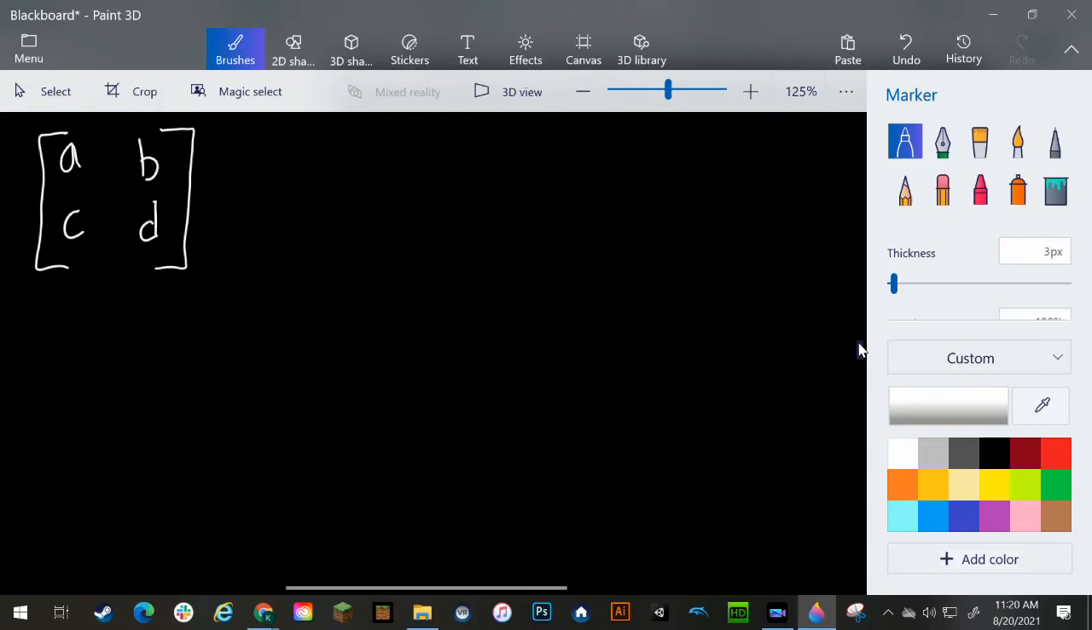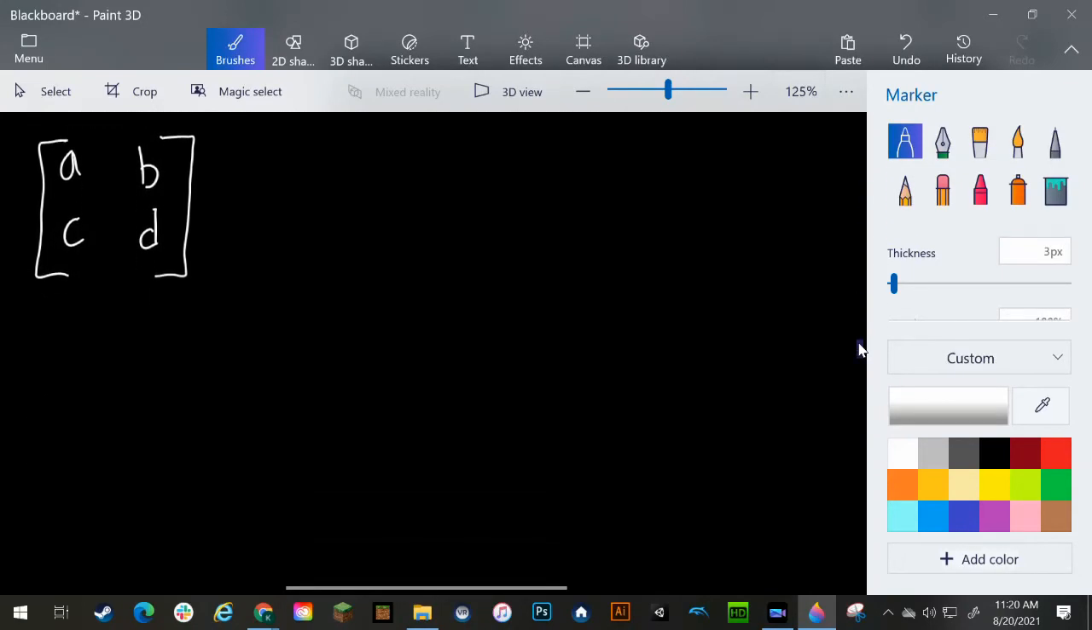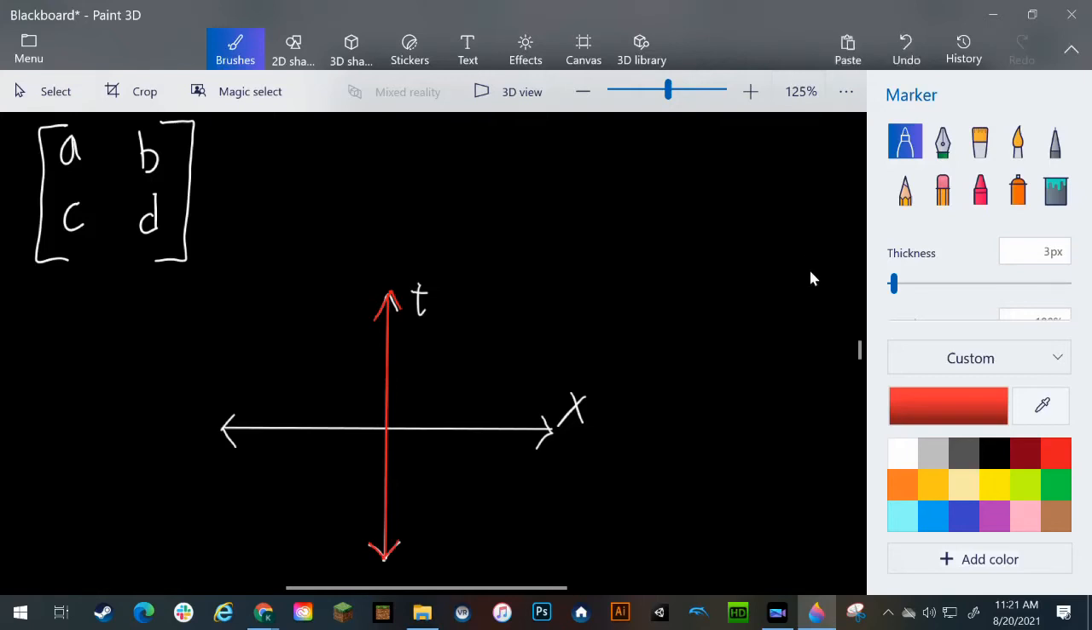Alright, now let's use assumption number 2. Reference frames and changes of reference frames are symmetric. Let's think about our world lines in Bob's reference frame again. So remember, in Bob's reference frame, his world line just looks like a vertical line through time. How would we represent that as a vector? Well, it has no component in the x direction because his position never changes. What about the time component? Well, it's just whatever time t Carl happens to be at.